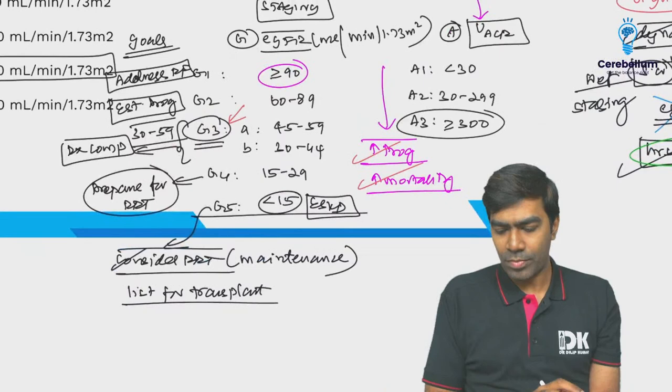So this sixth question is an interesting question. This was asked, I think, 2 to 3 times in INICET. That's why I have given this question. French in a catheter means what? It means inner radius, or outer diameter, or inner circumference, or outer circumference. So what does French mean, in practice?